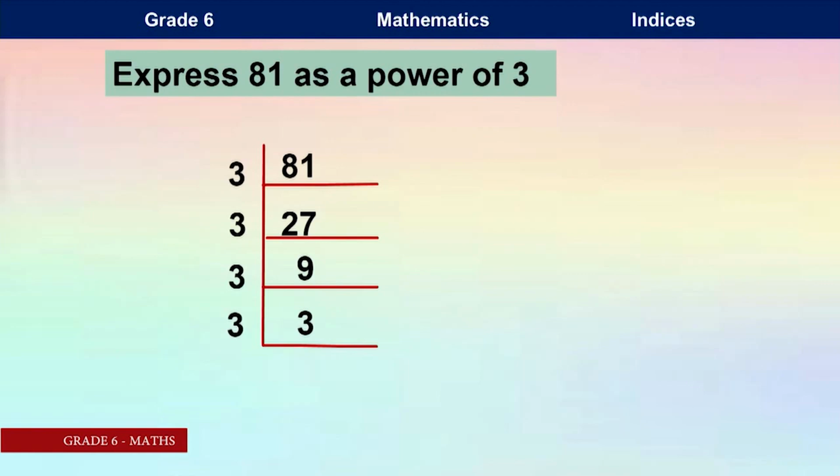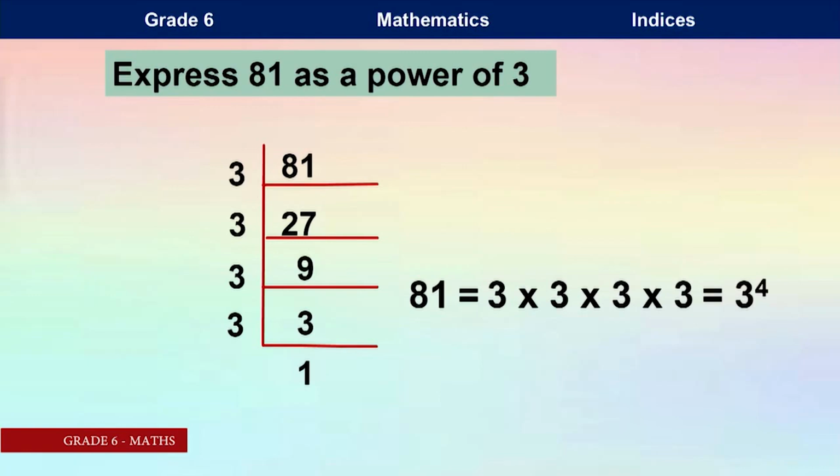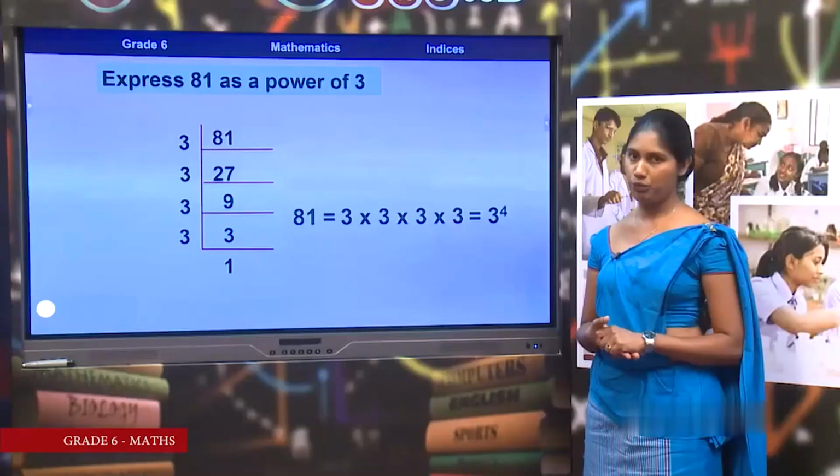Then 3 divided by 3, what is the answer? That is 1. So, we reach 1, then we can write those 3's as a product. Then how many 3's are there? 3 has multiplied with another 3. How many 3's are there? 1, 2, 3, 4. Then you can write that 4 as an index. That is 3 to the power 4.